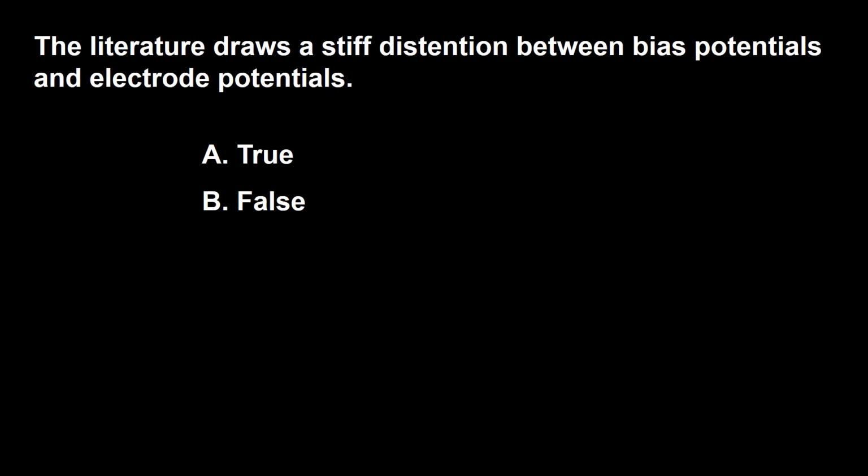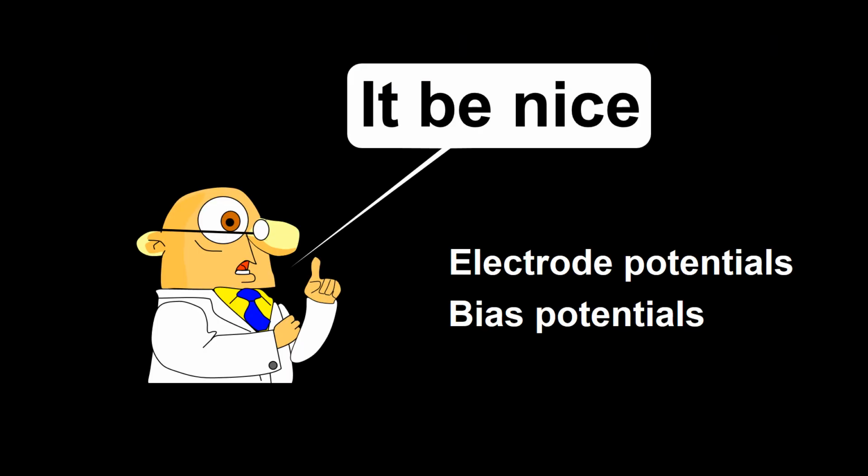Next question. The literature draws a stiff distinction between bias potentials and electrode potentials. A, true. B, false. It would be nice if all neurophysiologists would agree on the meaning of electrode potentials and bias potentials. Most neurophysiologists that I have heard talking about these terms, few in number, I would have to say, do not draw an ironclad distinction between them.